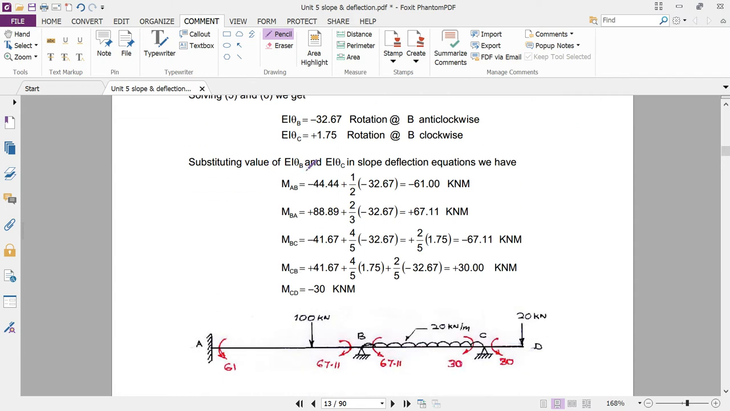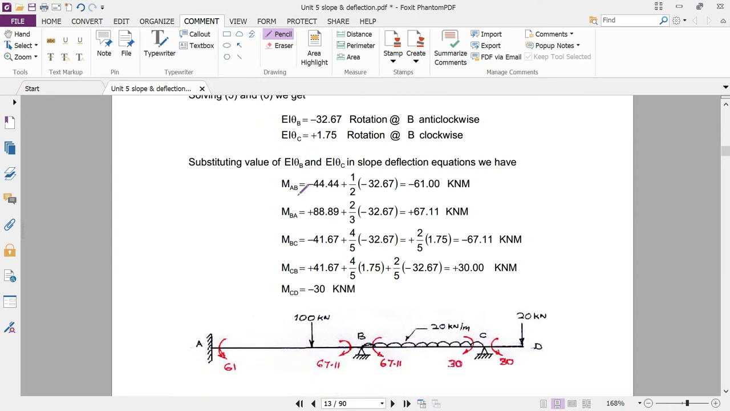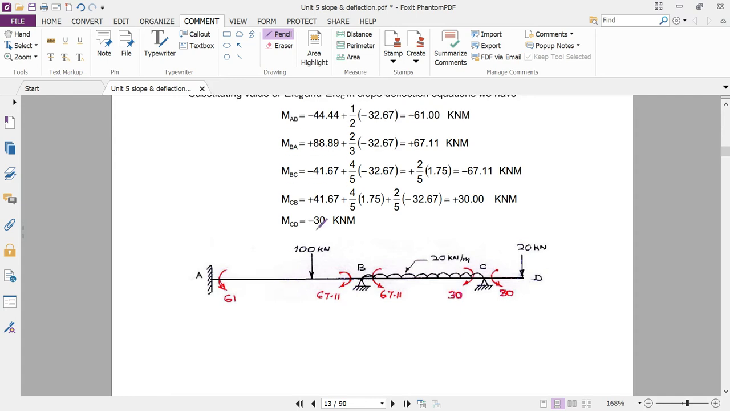Then substituting these values of theta B and theta C in the above equation, we will get the values of M of AB, BA, BC, CB and CD. This is the final moment we will obtain. Now incorporate all these values of the moment in your diagram. MAB is minus 61, then 67.11, then 67.11, this 30, and this is already 30.